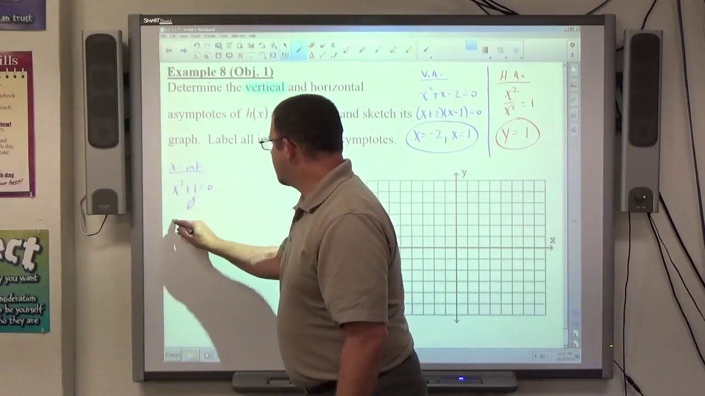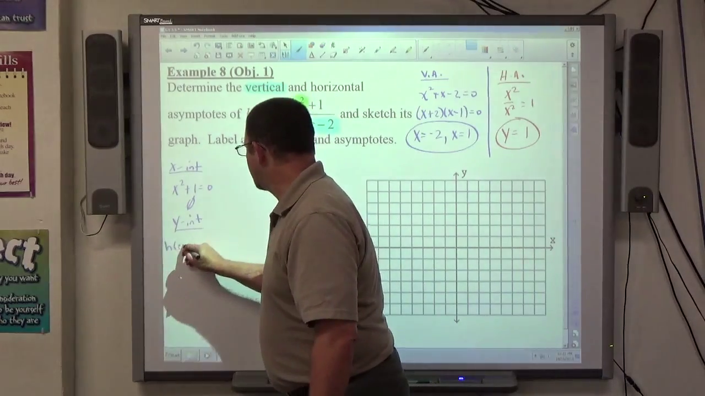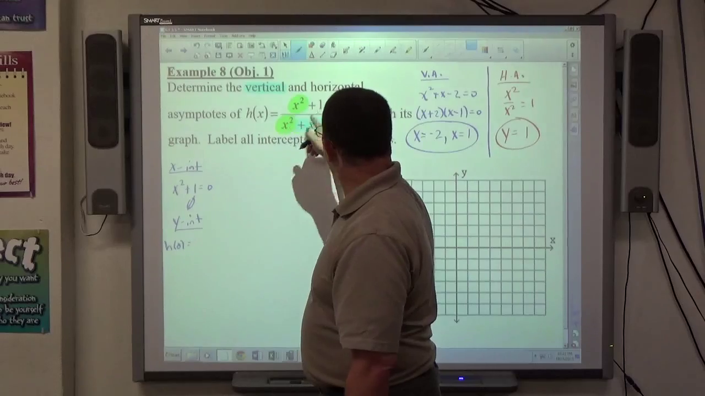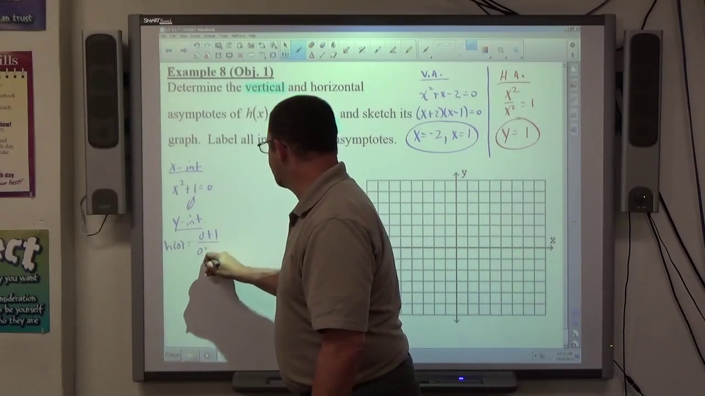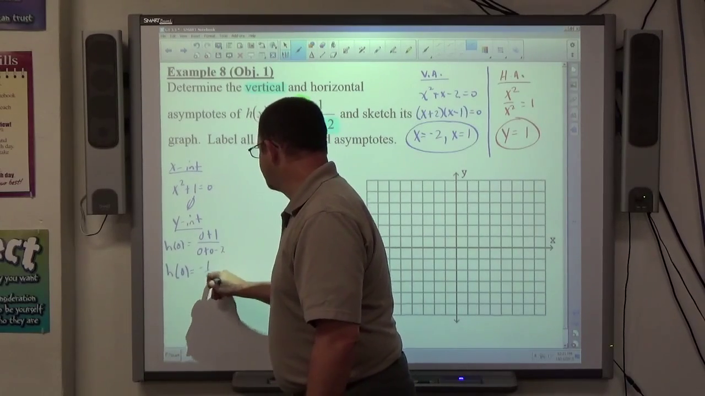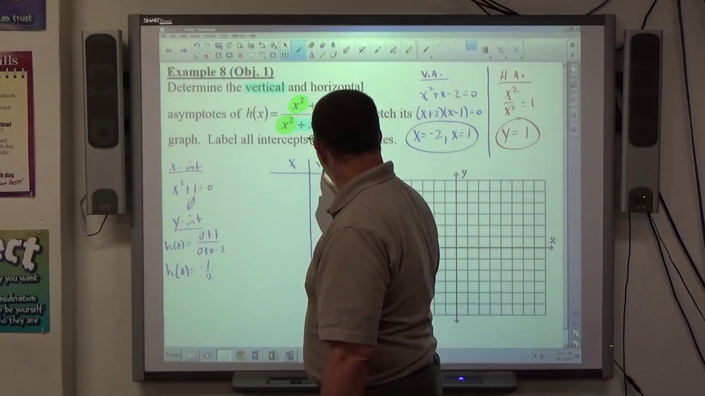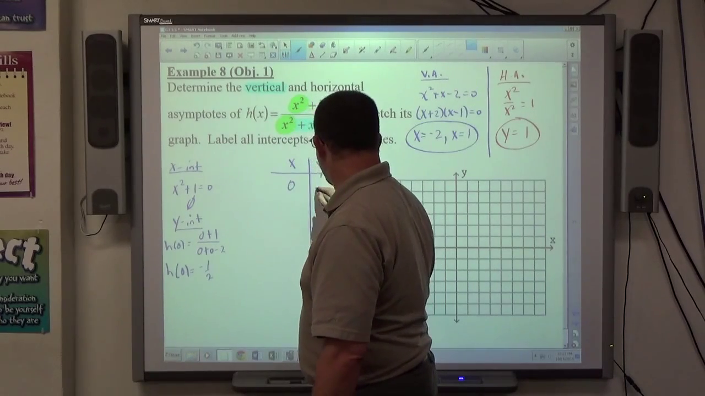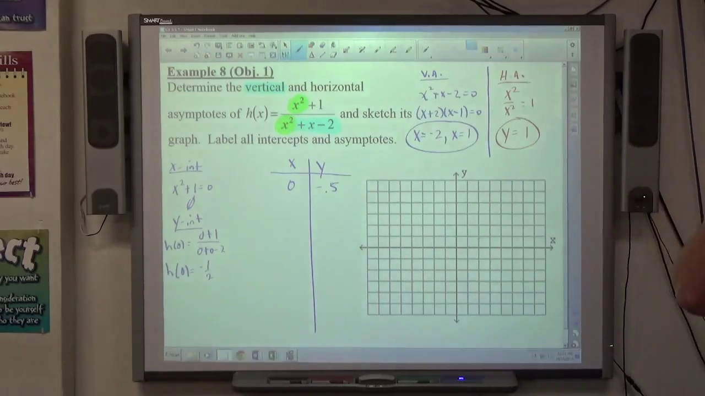As far as the y-intercept is concerned, we let x equal 0, so h of 0 is going to be 0 plus 1 on top, and 0 plus 0 minus 2 on the bottom. So h of 0 is equal to negative a half. So as far as points are concerned here, (0, negative a half). And I'm graphing, so decimals probably rather than fractions. Alright, so I'm ready to start picking values.